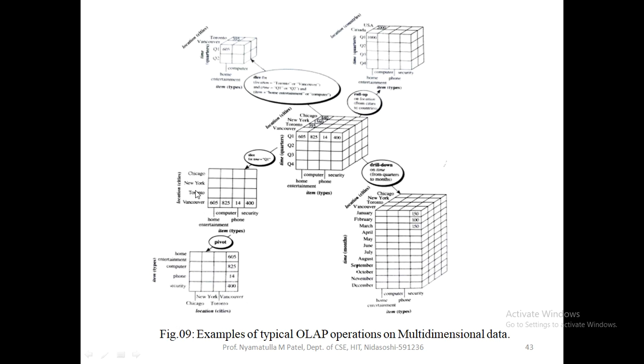Now what we have done: before, on the y-axis you have cities defined, and on the x-axis you have the item types included. Now when you perform pivot, on the y-axis you will have item type, and on the x-axis you have location defined.